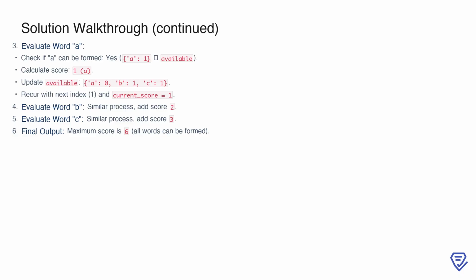The DFS process begins by evaluating the first word, A, which can be formed using 1 A, resulting in a score of 1. The available letters are updated to A 0, B 1, C 1, and the algorithm proceeds to the next word. The word B is formed next, contributing 2 points to the total score, and the available letters are updated again. Finally, the word C is formed, adding 3 more points. With all words formed, the maximum score achieved is 6, demonstrating how the algorithm can handle cases where all options are viable and maximize the score effectively.